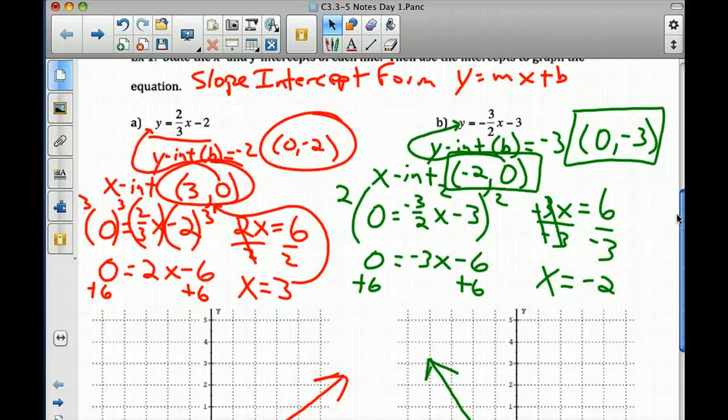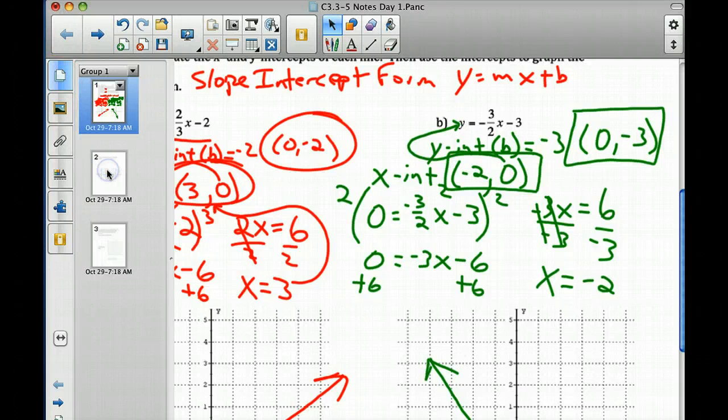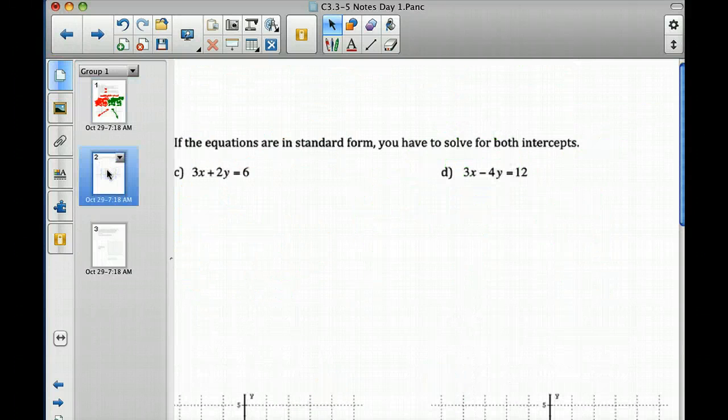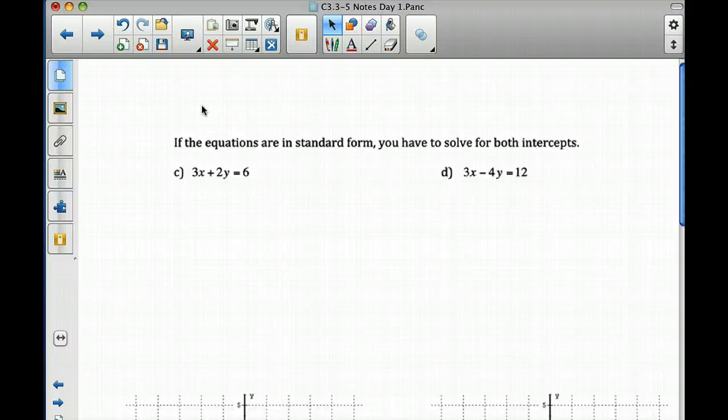When they're in slope-intercept form, from now on, unless the directions say find the x and y intercepts, you should graph those using slope-intercept form. This is way easier. You should find the x and y intercepts when the equations are in standard form. That's the best time to use the x and y intercepts.